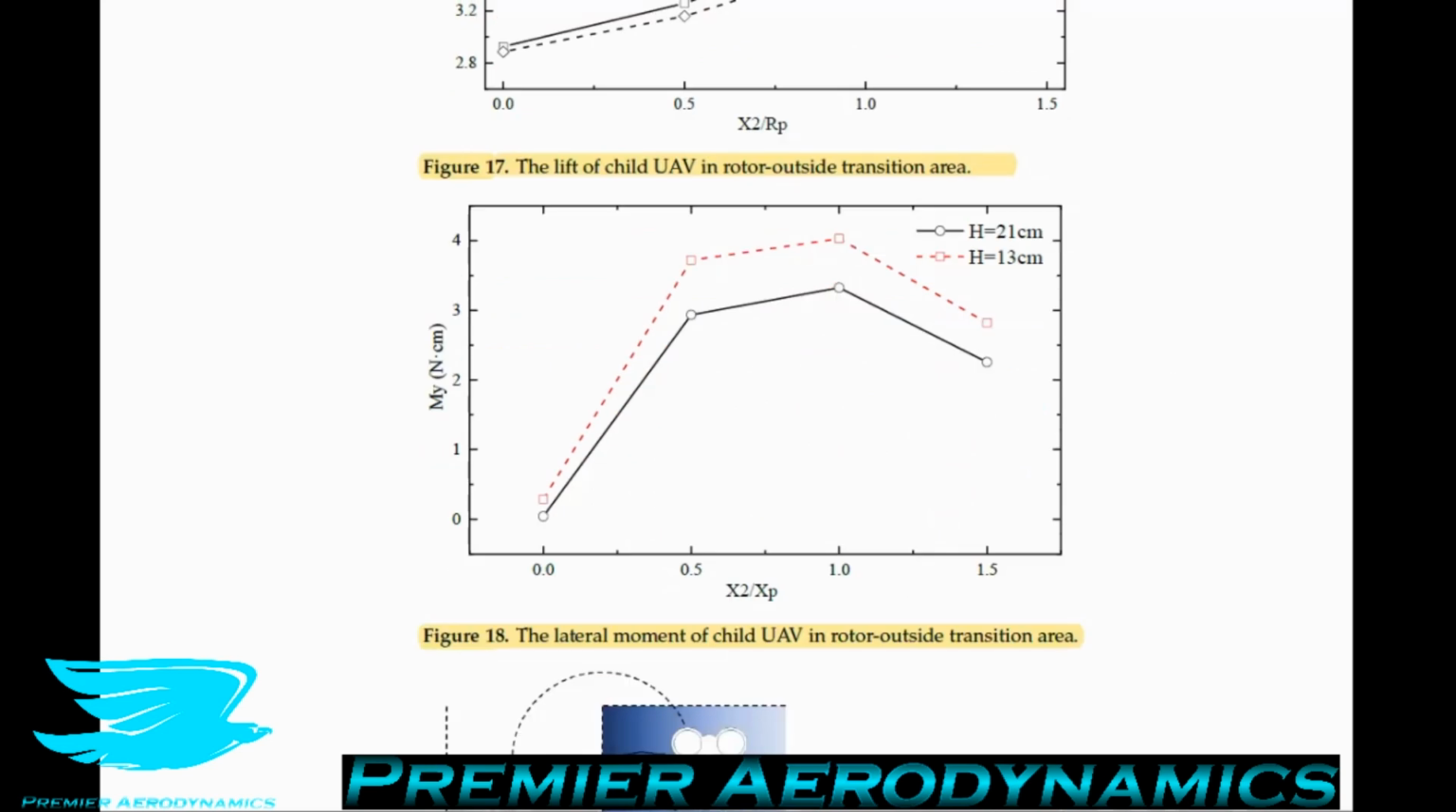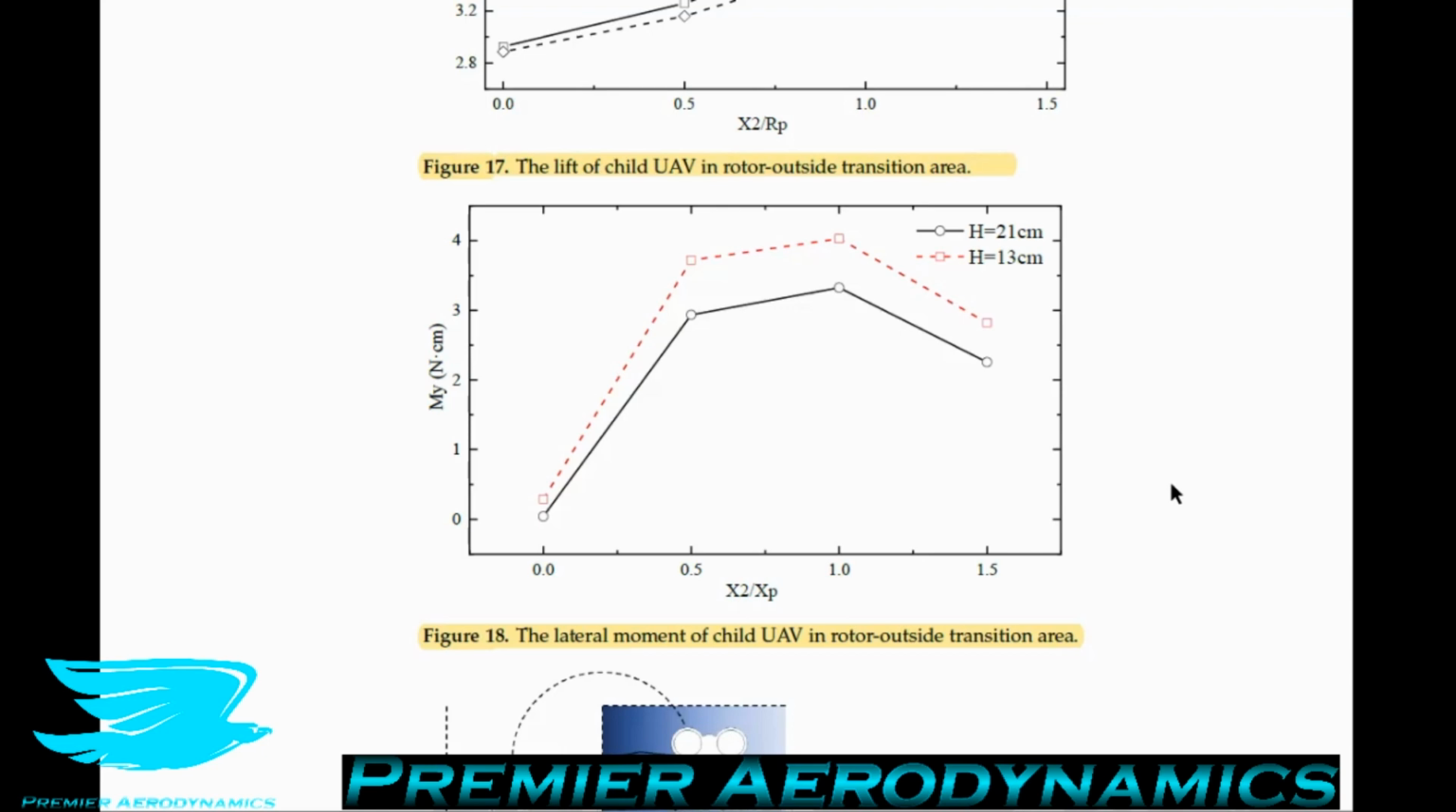Then in figure 18, they show the lateral moment again of this child UAV as it comes into the path of the parent UAV. And interestingly, it's not monotonic, so it goes up and then goes down. Let's describe this a bit more. Due to the suction effect by the nearby parent UAV rotor, the child UAV is subjected to a significant lateral moment, as shown in figure 18. And this lateral moment will increase first and then decrease with distance. The asymmetric lateral moment reaches the maximum when the child UAV is located at the tip of the rotor of the parent UAV, which may pose a threat to flight safety.